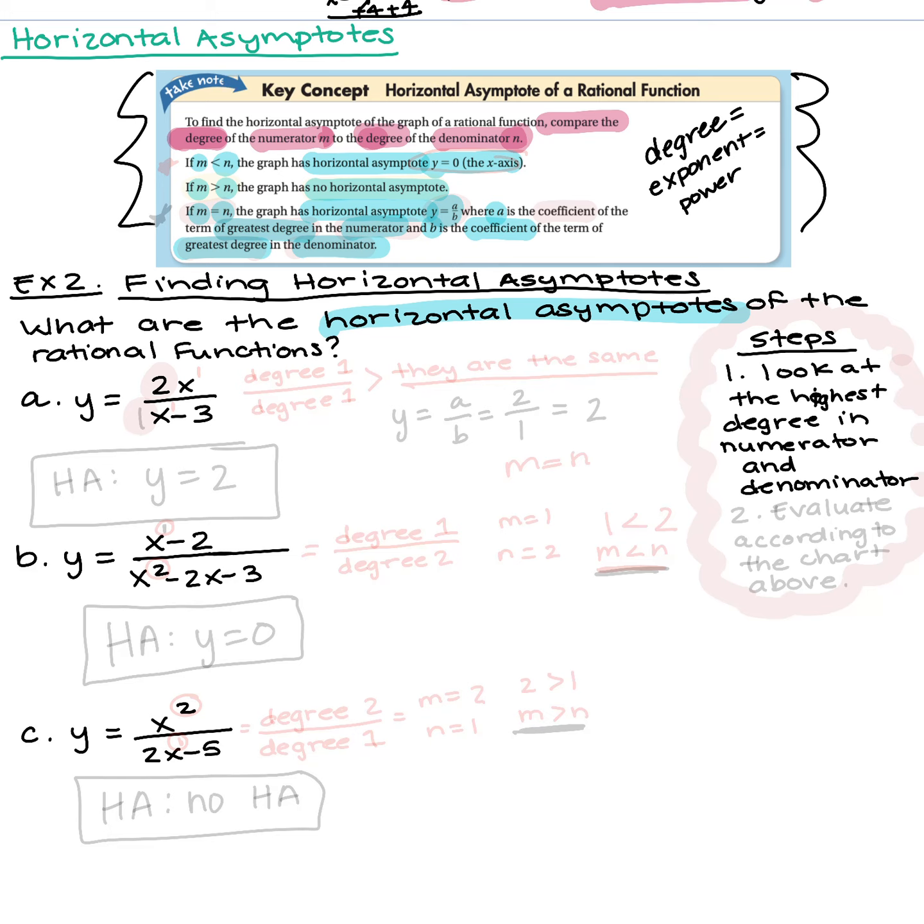Now here, for the first example, I have y equals 2x over x minus 3. Now, do you see an exponent here? Not really, but there is one. This 2x has a power of 1, and this x minus 3 has a power of 1. So that means my highest degree here is 1. So the numerator has a degree of 1, and the denominator also has a degree of 1. So that means that here they are the same.